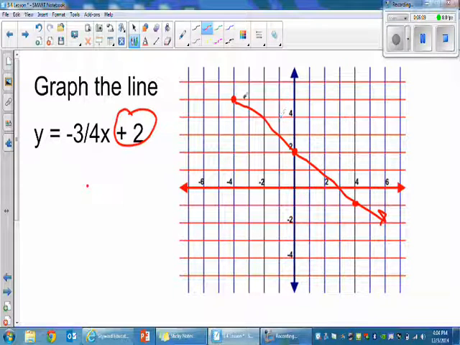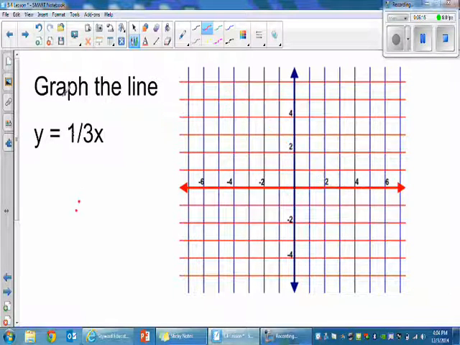Draw my slope. Graph the line y equals 1/3 x. Well, as you can notice, there is no y-intercept here. That's the same as adding 0. So my y-intercept is just 0. This graph goes through the origin. Then my rise is 1, my run is 3. 1, 2, 3.